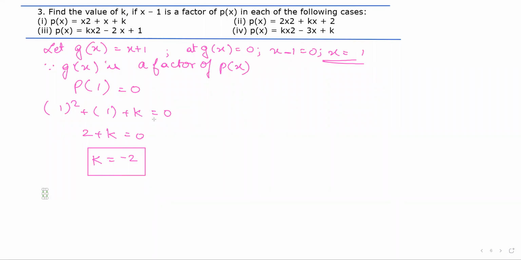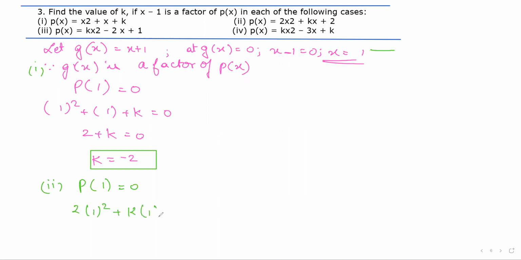The second part, let us assume the same, that g of x is equal to x plus 1. In this case, your x remains 1. This statement remains common for all the sub-questions. In the second part, your p of 1 should be equal to 0, which means that 2 into 1 square plus k into 1 plus 2 is equal to 0. Which means 2 plus k plus 2 is equal to 0.